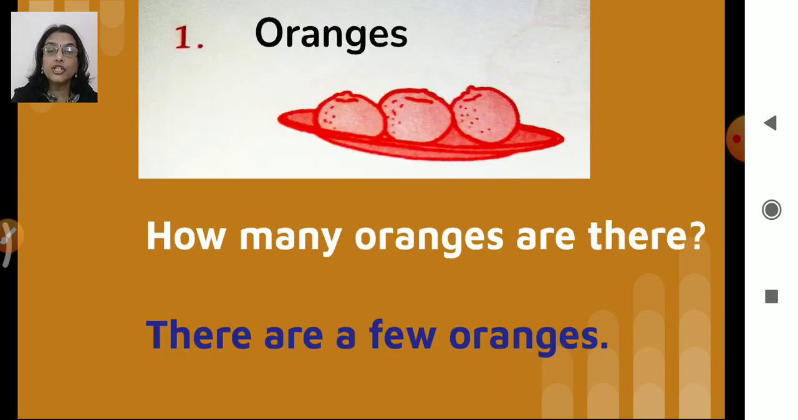So here, the first picture is about the oranges. Can you see in your book? Oranges. So are they few or a lot? Few, isn't it? So first we'll frame the question, using how many. So it is how many oranges are there? We have to begin the question with how many, so we have done that. How many oranges are there? And the answer, there are a few oranges. So we have used here a few.